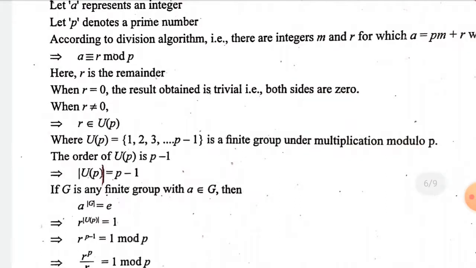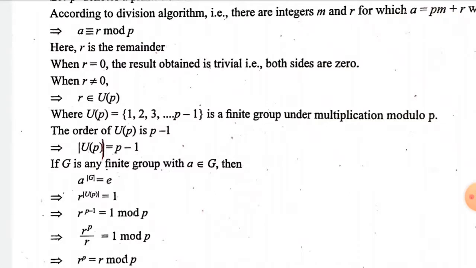Now U of p equals 1, 2, 3, and so on up to p minus 1. It is a finite group under multiplication modulo p. Now the order of U of p: the elements go up to p minus 1, so the order of U of p equals p minus 1.